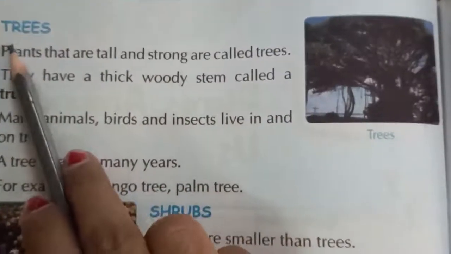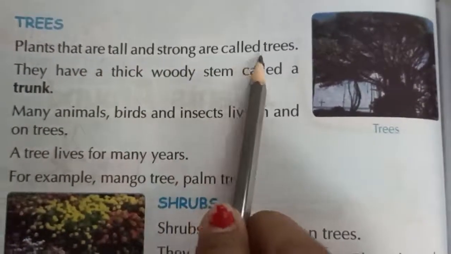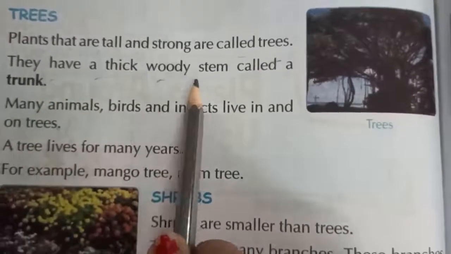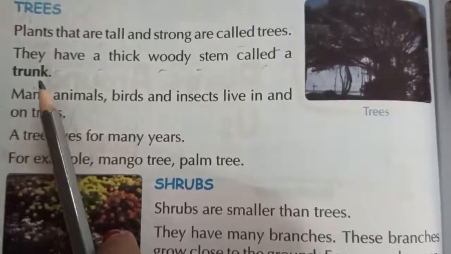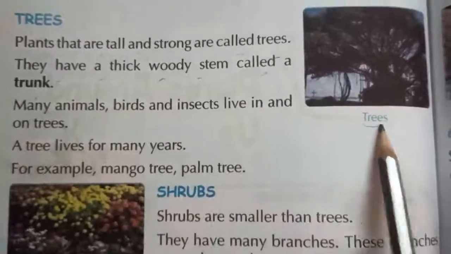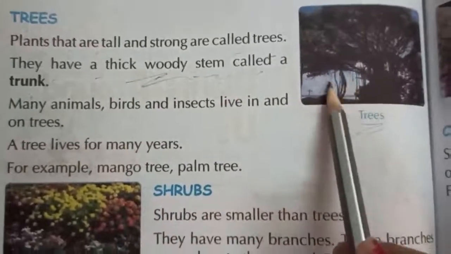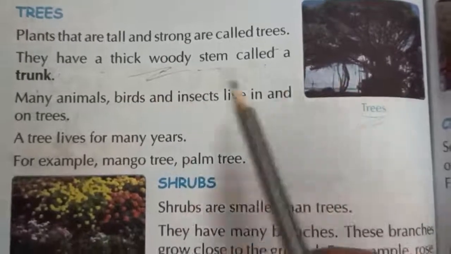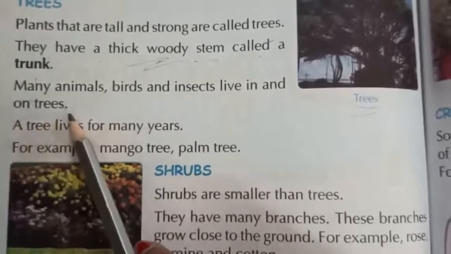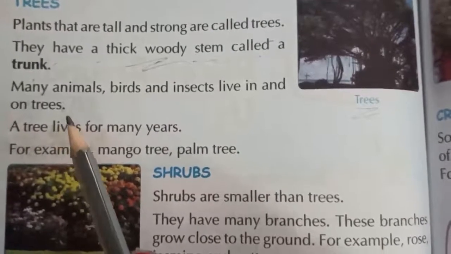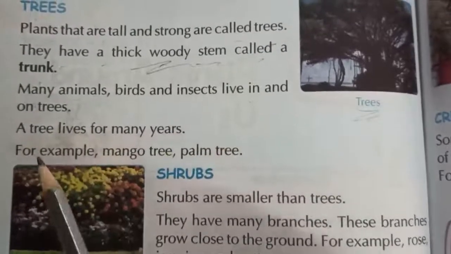First type of plants is trees. Plants that are tall and strong are called trees. They have thick woody stems called trunk. They have a stem, it's called its trunk. Many animals, birds and insects live in or on the tree.